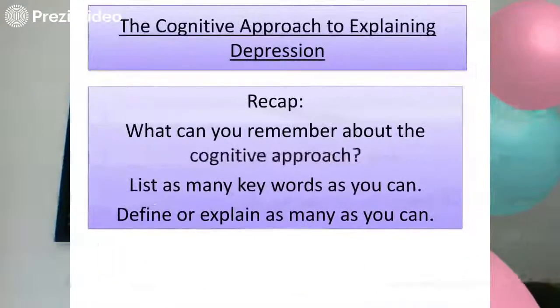So what I want you to do is see what you can recall about the cognitive approach, list as many keywords as you can, and define and explain as many of these as you can. I'd like you to start off by not using your notes and try and write down as much as possible, then go back through your notes and check your answers.